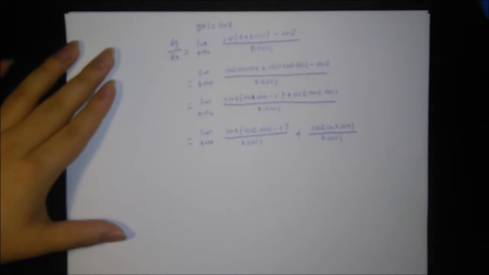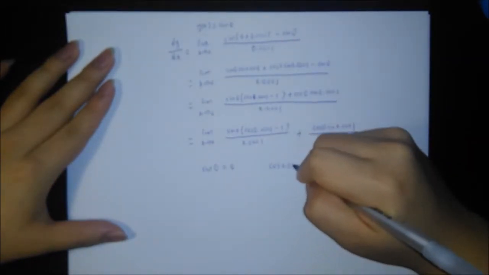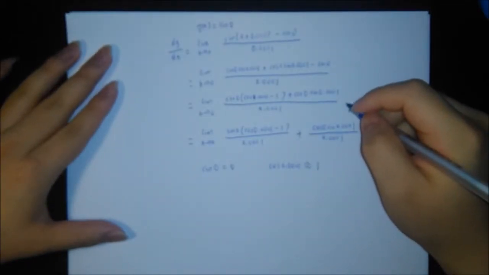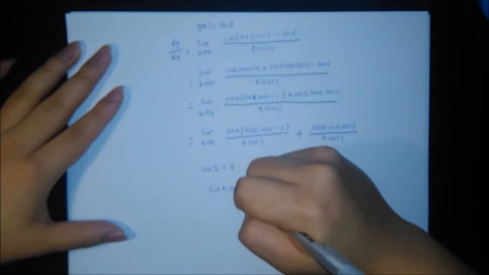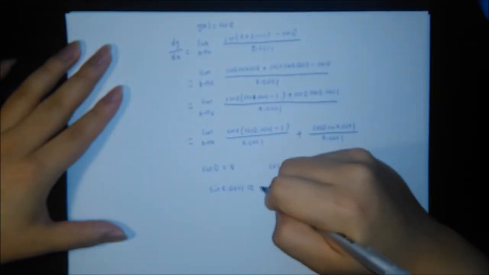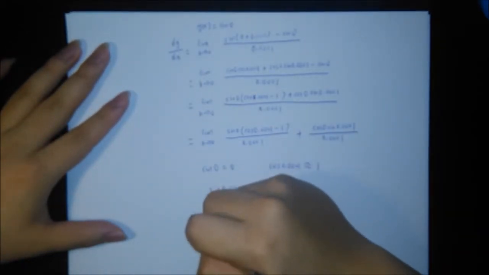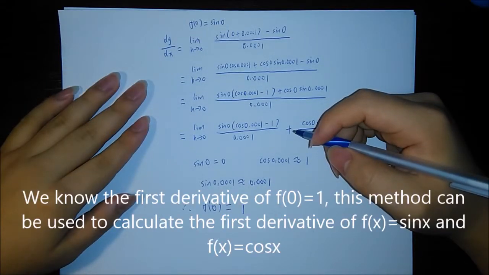So according to the calculator, we can note that sine 0 is equal to 0, and cosine 0.0001 approaches 1, and sine 0.0001 approaches 0.0001. So f prime of 0 is equal to 1. We know the first derivative of f at 0 is equal to 1.